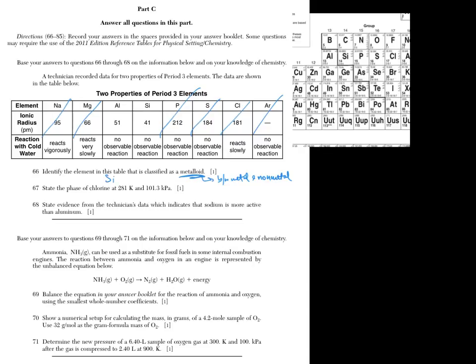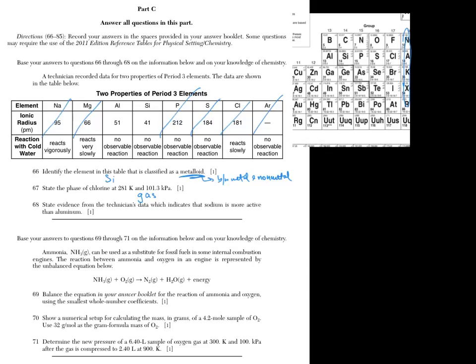All right, 67. State the phase of chlorine at 281 Kelvin and 101.3 kilopascals. So chlorine is right here. These elements, for the most part, are gases at STP. Chlorine is a halogen. Just know that these are gases at STP, especially group 18 over here.